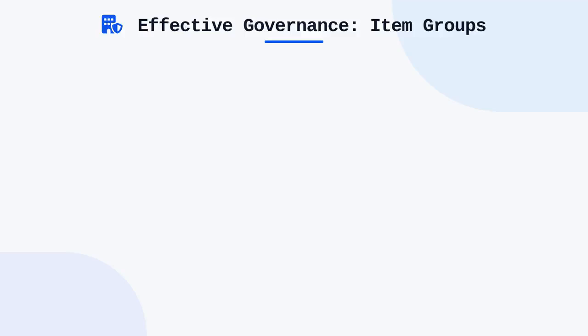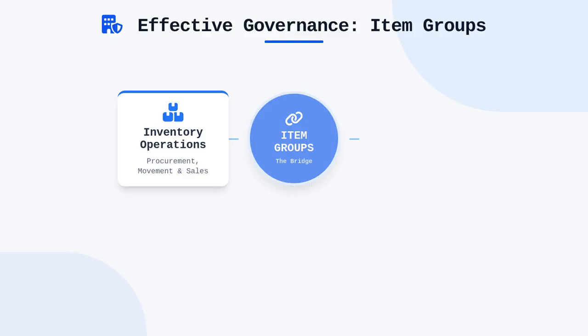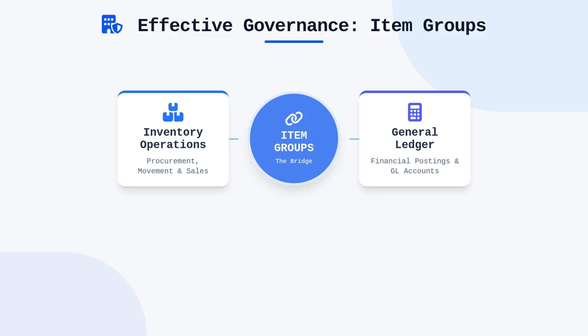Effective governance requires standardized item groups, which act as the bridge between inventory operations and the general ledger. When you associate an item with an item group, you are essentially defining the accounting behavior for that item across procurement, inventory movement, and sales.